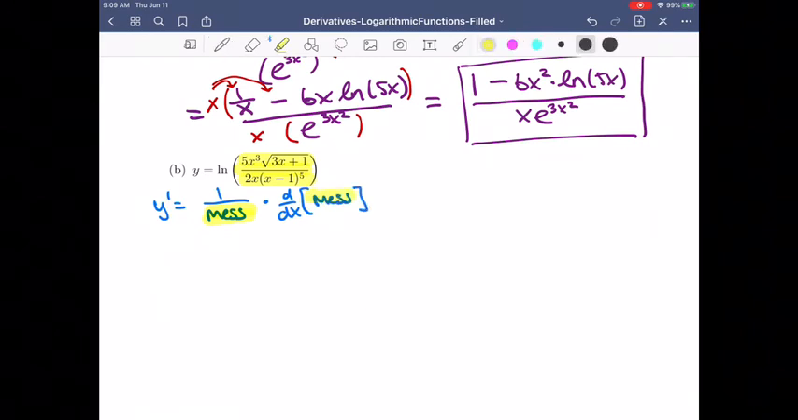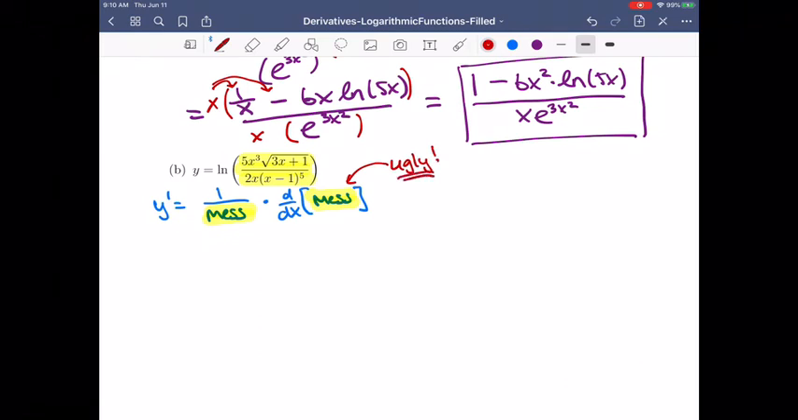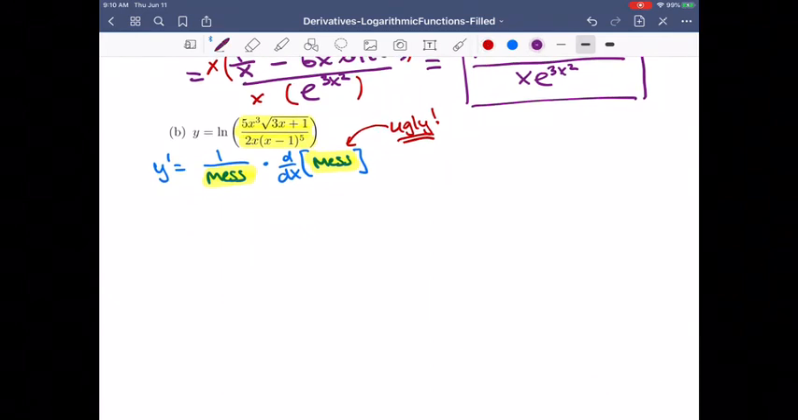The derivative of that mess is going to involve the quotient rule and the chain rule on the top and the bottom. Okay, that is going to be ugly. We definitely don't want to do it that way. I don't want to do it that way. So what I want to do is simplify first.